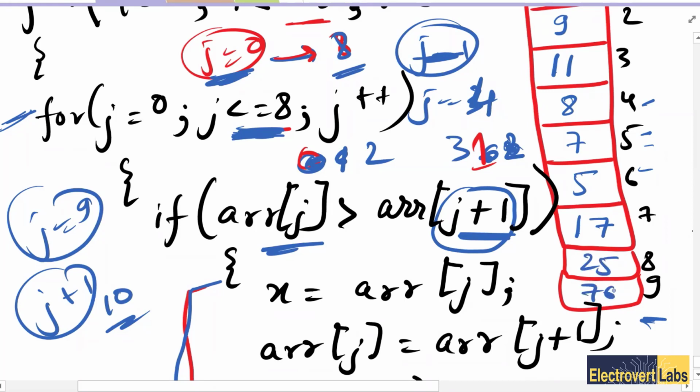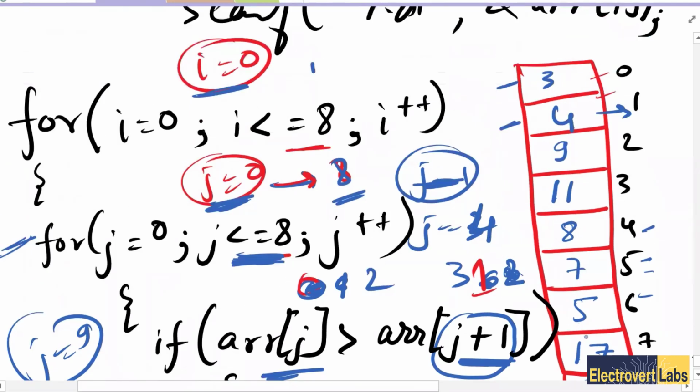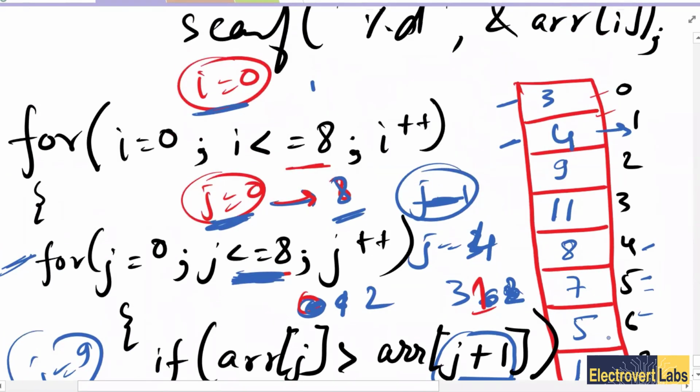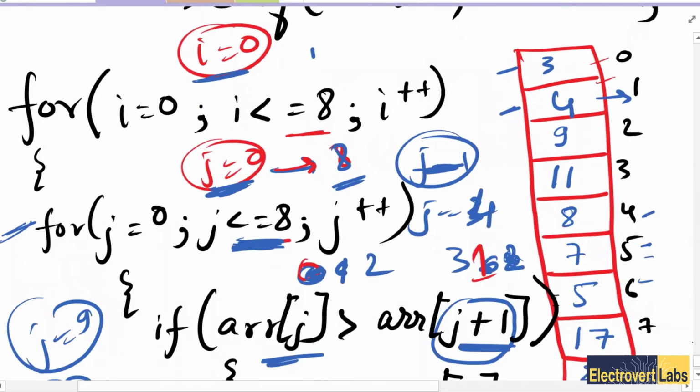So now just look at your array. The biggest number has come at the bottom. Can you see it? Our biggest number was 73. It has come at the bottom, but the other numbers are not yet organized. But the biggest number has come at the bottom. The j loop is over. Is it clear to everyone?